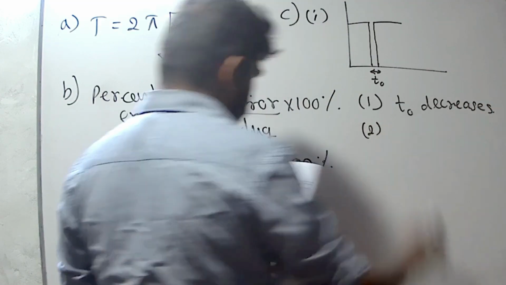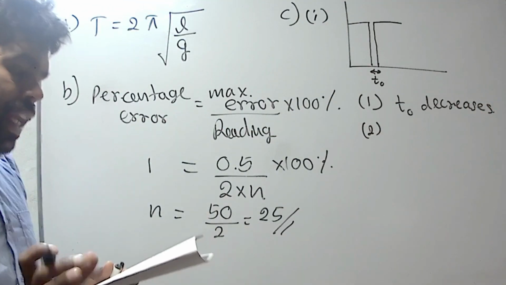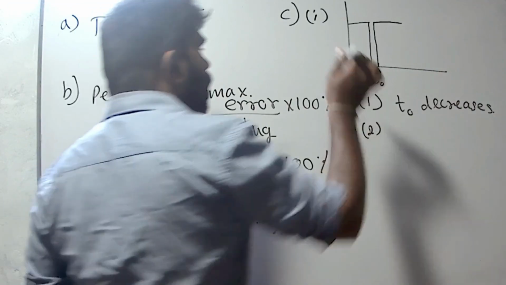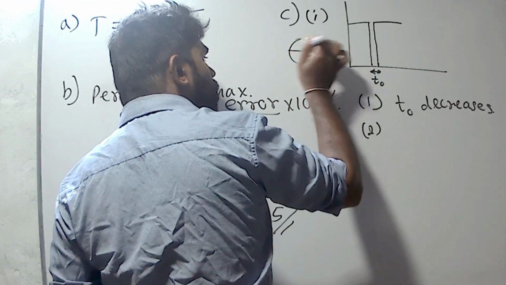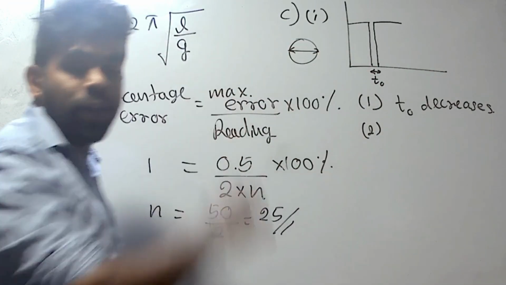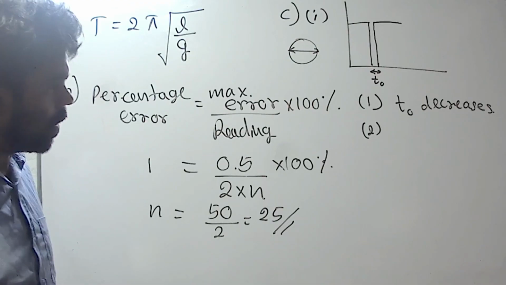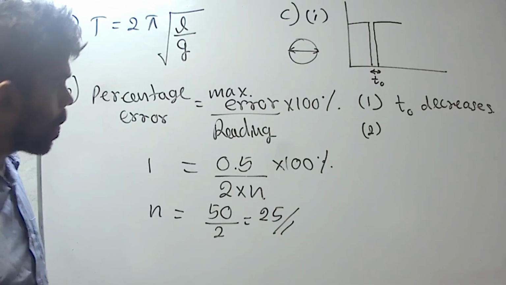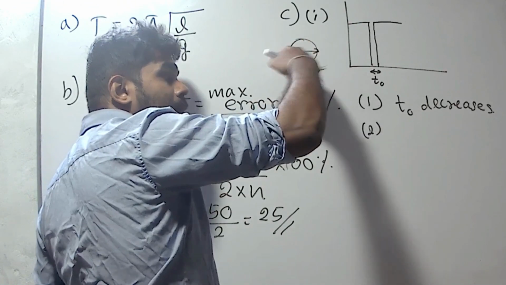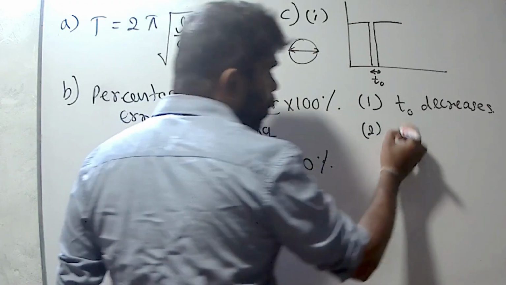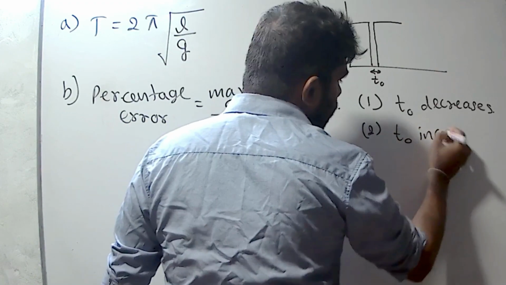In the second part, when d is increased, d meaning the diameter of the pendulum bob, when the diameter of the pendulum bob is increasing, the covering time is increasing. Therefore, T0 increases.